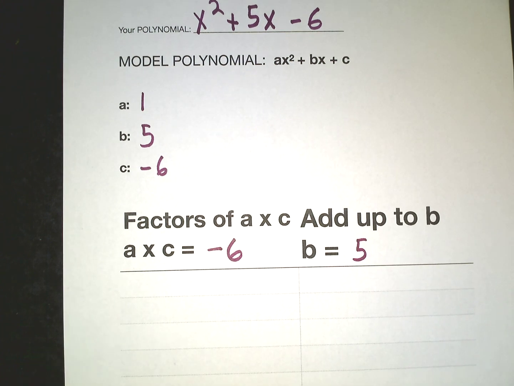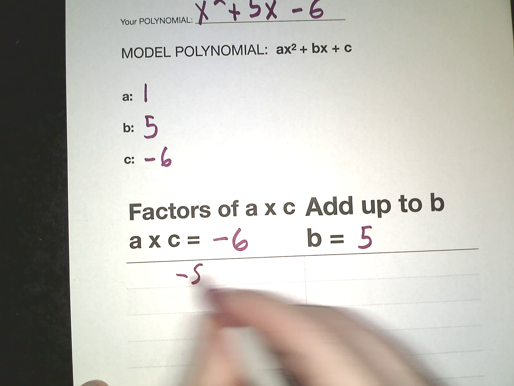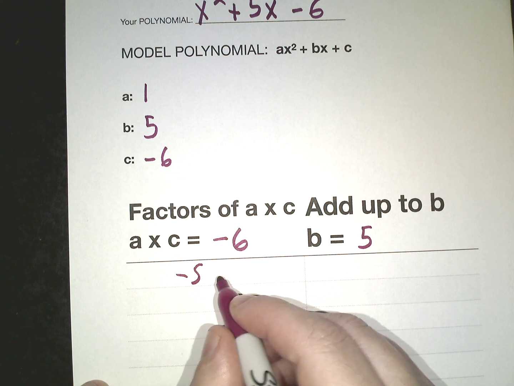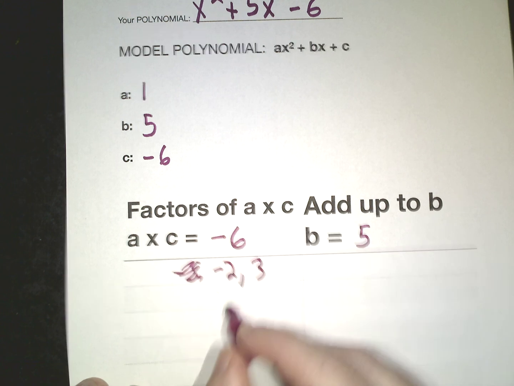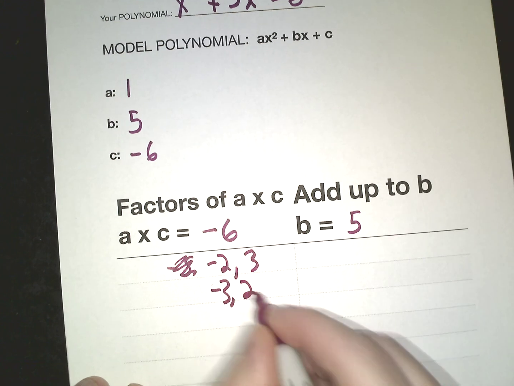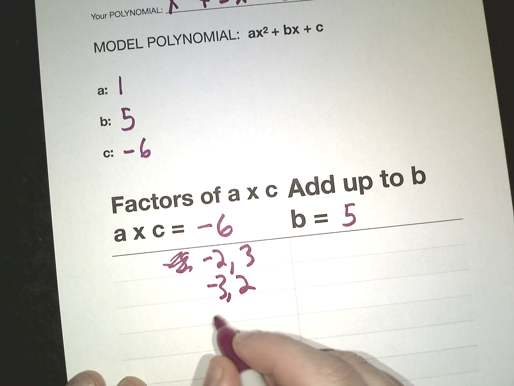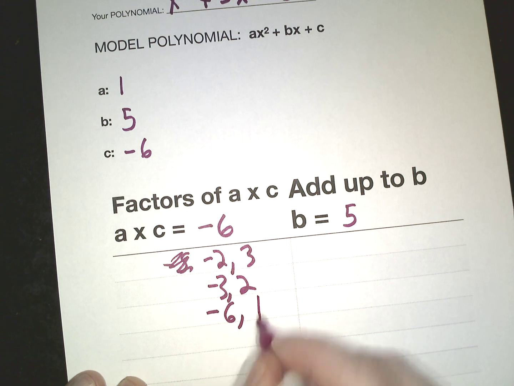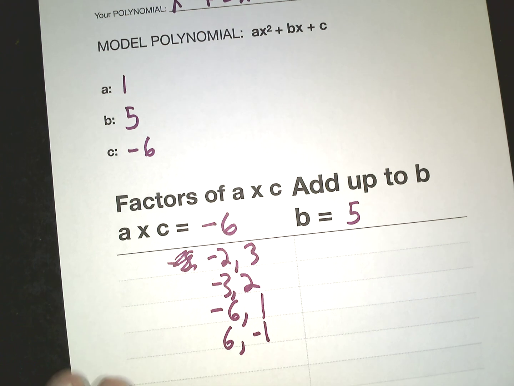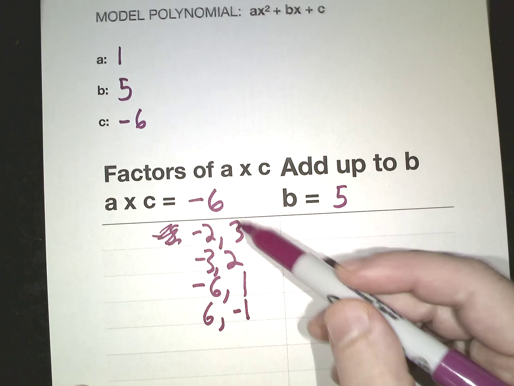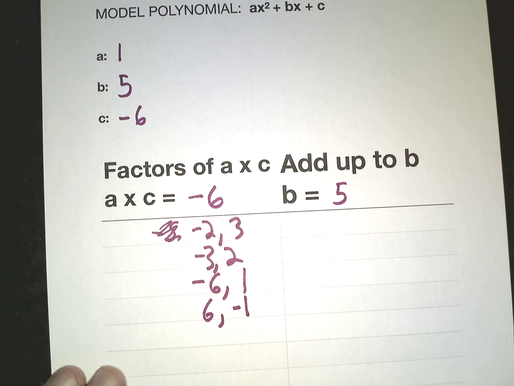And so there's a whole bunch of ways you can get negative 6. Excuse me, not negative 5, I can't do that. You can do negative 2 and 3. You can do negative 3 and 2. You can do negative 6 and 1 and 6 and negative 1. I can't think of any others. I think that's probably it. So these are all the possible ways you can multiply two numbers to get negative 6.